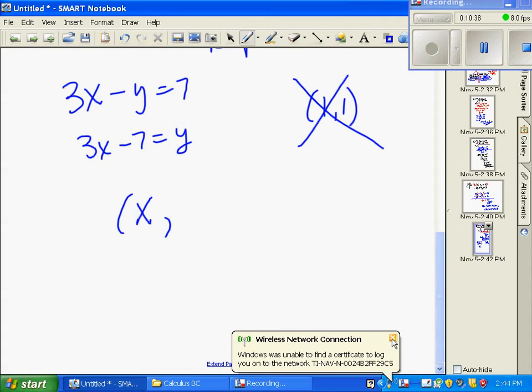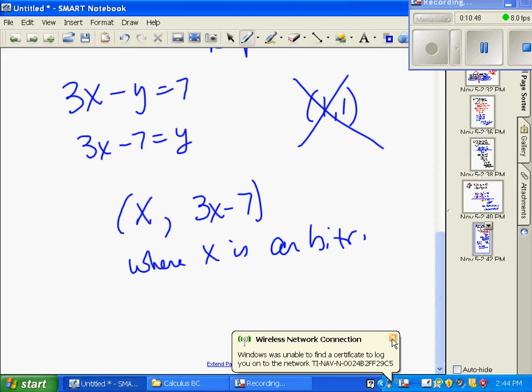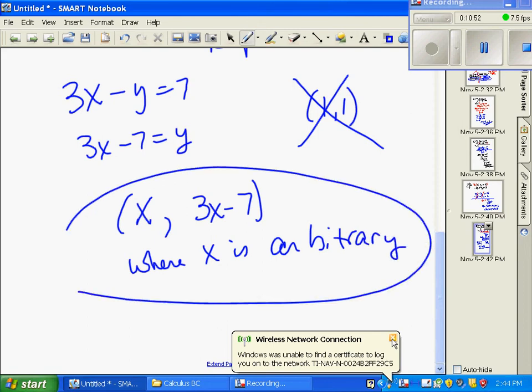Y depends on what we pick for x, and y is going to be my 3x minus 7. And we can say where x is arbitrary, meaning you just pick x to be whatever you want it to be, but then y is going to have to be 3x minus 7. So that's how we deal with those type of problems, and that's how we write the solution. Okay?